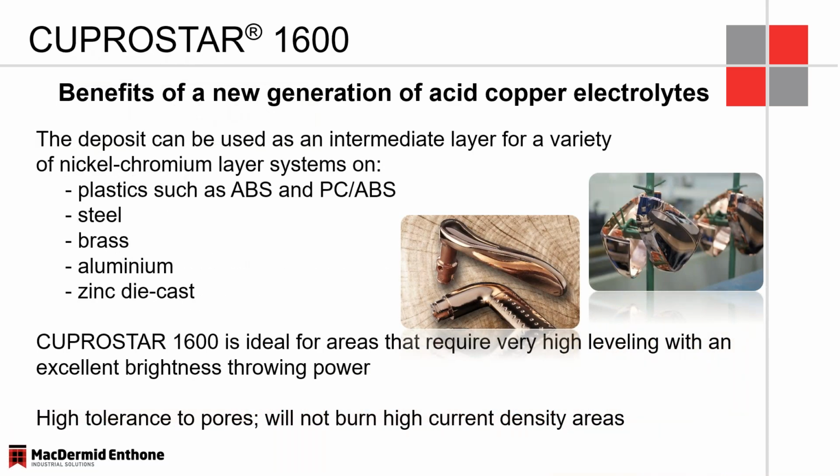So I'd like to take some time to talk to you about the 1600, the 1610. I'll show you some examples of these processes in production, some of the benefits that we've been able to achieve by switching customers from other processes to these ones.